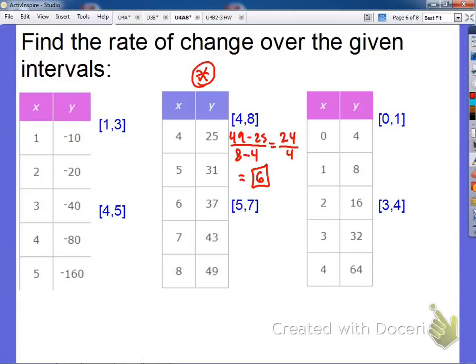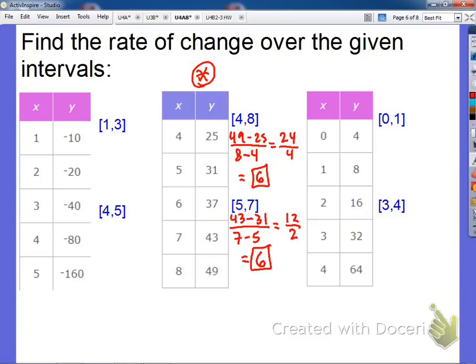What is the rate of change between 5 and 7? So it's going to be the y value for 7, which is 43, minus the y value for 5, which is 31. So let's see, I get 12, all over 7 minus 5, which is 2. So that comes out to be 6. And oh my goodness, it happens to be the same.